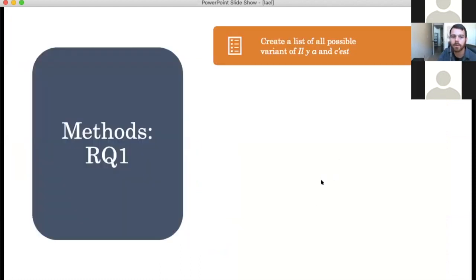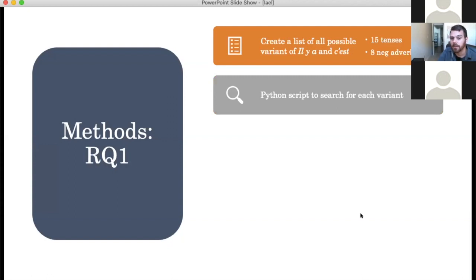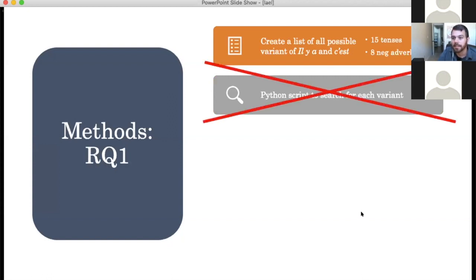Okay, so to look at the linguistic features here, getting back to my original research questions, I first attempted to create a list of all the possible variants of il y a and c'est. There are 15 tenses times 8 adverbs of negation, and I used a Python script to search for each variant. And it didn't work very well.